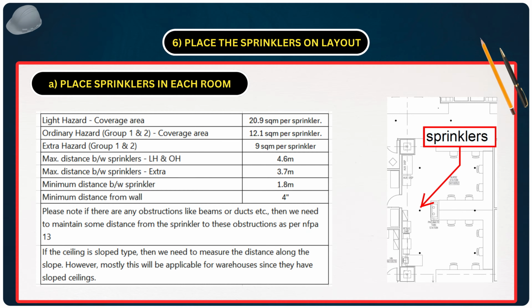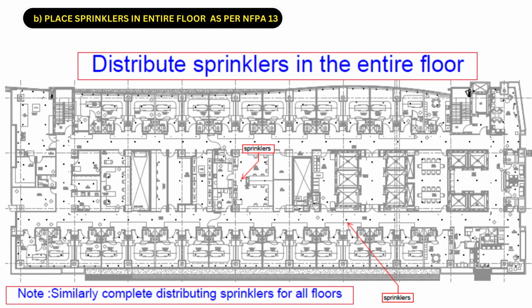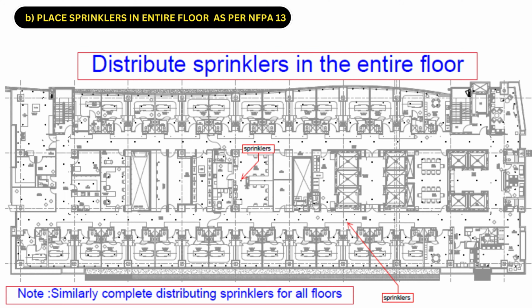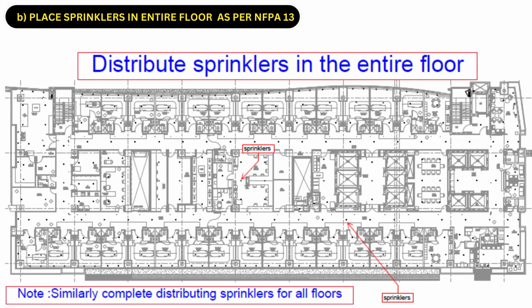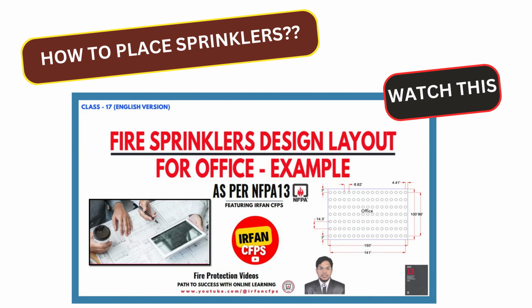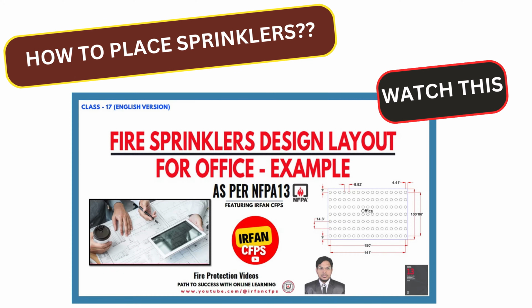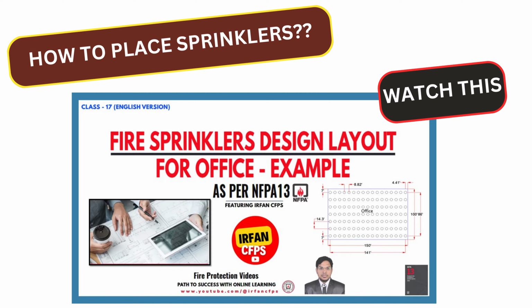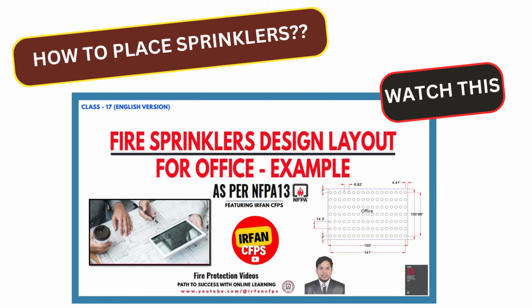Coming back to this building, based on the earlier points, we will place the sprinklers in the entire building in this way. Distribute the sprinklers in the entire floor as shown in this drawing. If you want to learn how to place sprinklers, you need to watch my video on fire sprinklers design layout for office. Here you will understand how to place the sprinklers and the coverage area requirements as per NFPA 13.